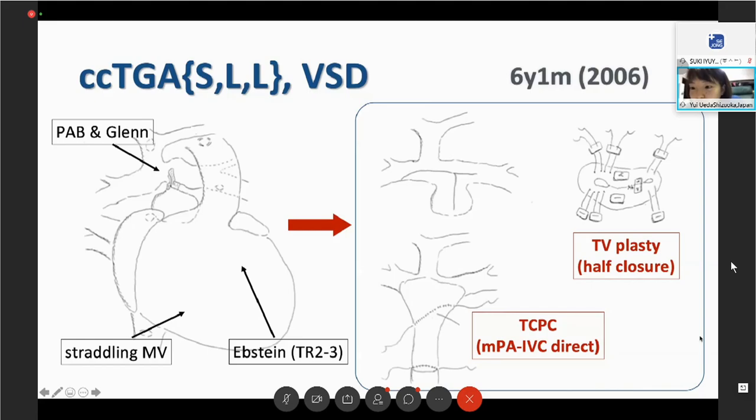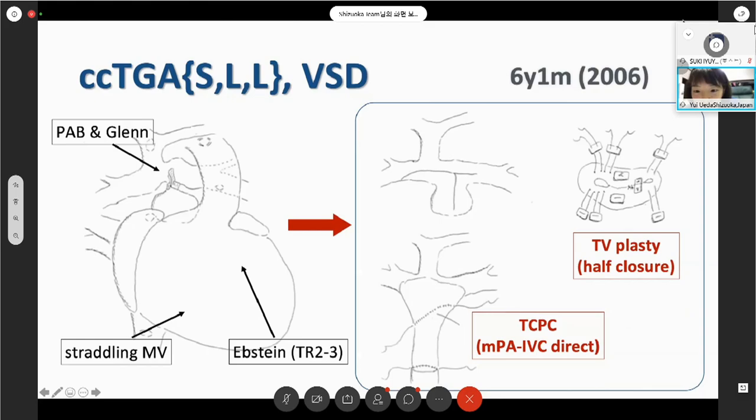Initially, she underwent PA banding and bidirectional Glenn, and in 26, when she was 6 years old, TCPC and TV plasty were done. Since she had a good main pulmonary artery on the right side, that TCPC was created extracardiac, and her main PA and IVC were anastomosed directly with patch augmentation. And her tricuspid valve was almost closed. Next slide.